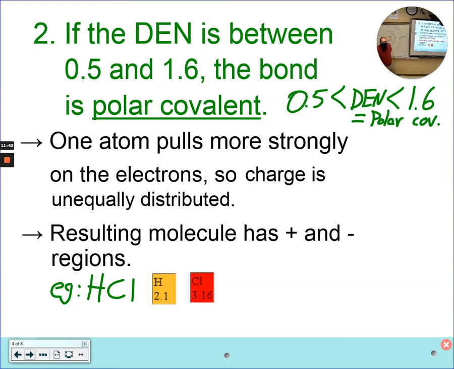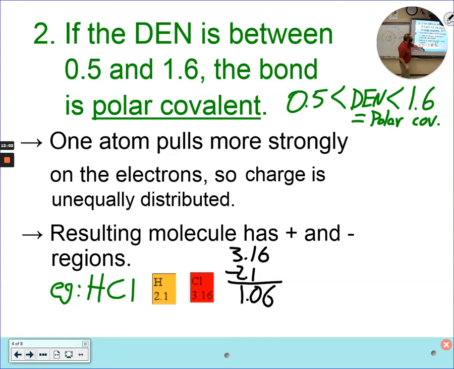So if I wanted to find the difference in electronegativity between these, I'm just going to take 3.16 minus 2.1. What's my answer? 1.06. 1.06 is greater than 0.5, but it's less than 1.6.